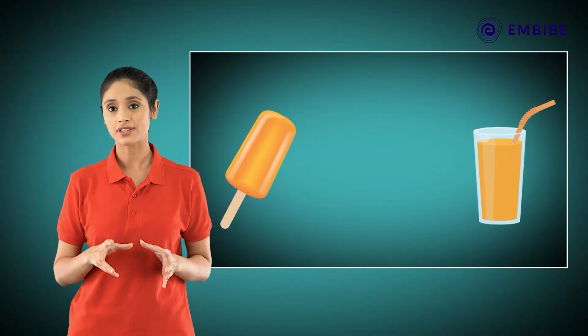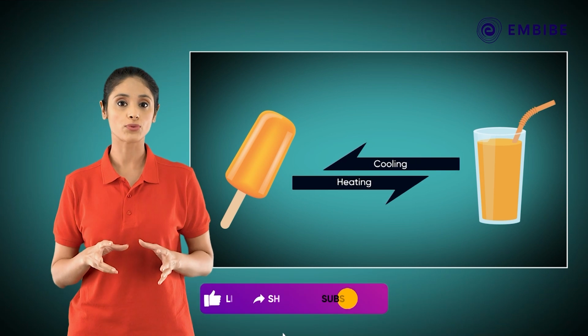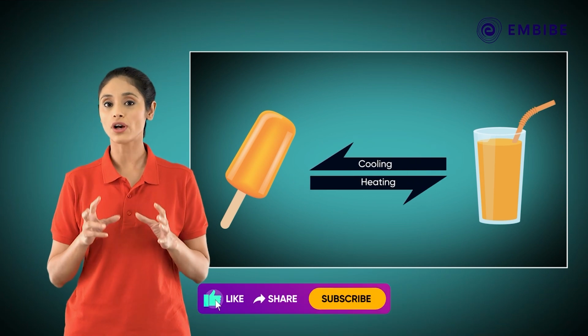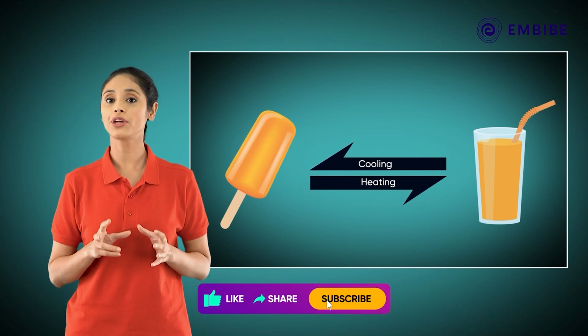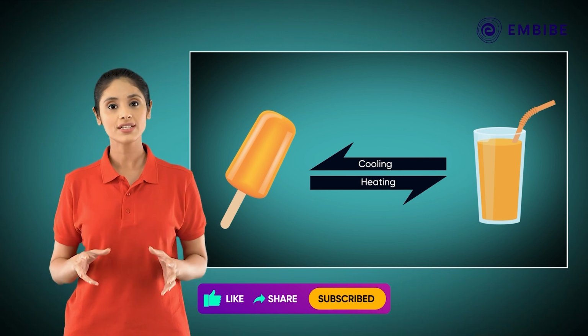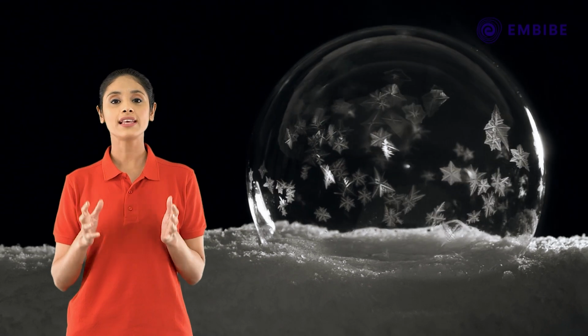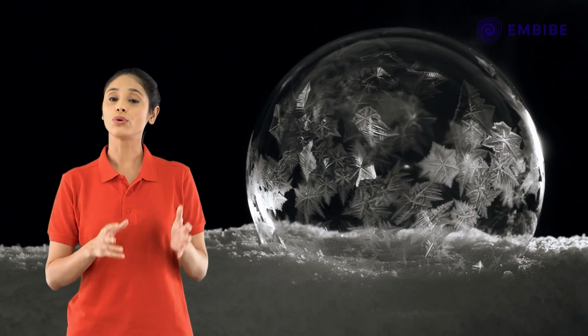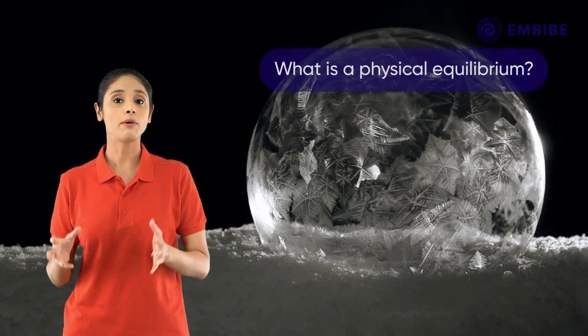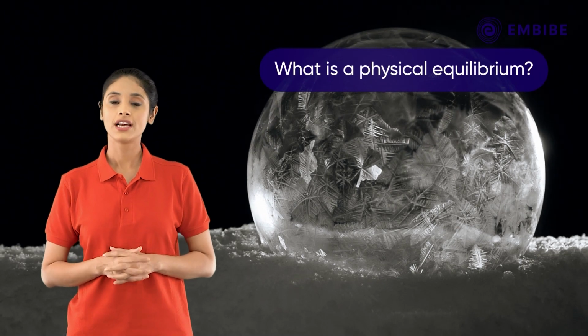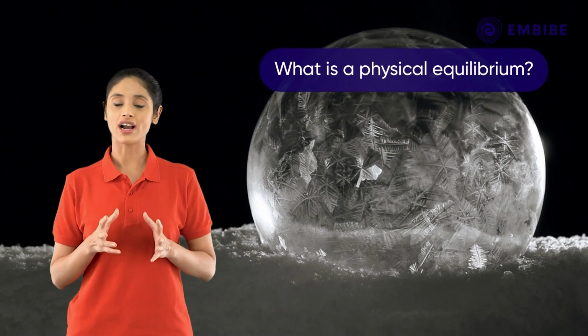It is very interesting that not only chemical processes but physical processes too have an equilibrium state. It is called physical equilibrium. For example, at 0 degrees Celsius, both water and ice are present together. To explore it more, watch our next video.